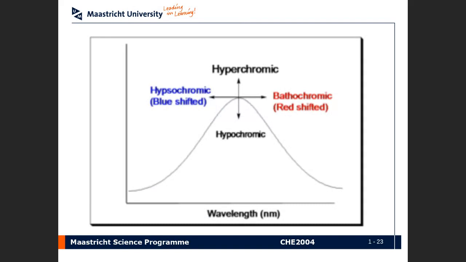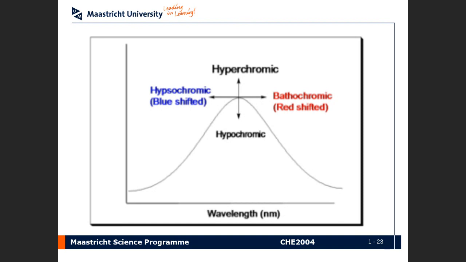So this is just a summary of what I've just said. Bathochromic is red shifted. Hypsochromic is blue shifted, right? Remember, blue shifted means lower wavelengths. Red shifted means longer wavelengths. The way I remember that is red is infrared, that's long waves. Blue is close to ultraviolet, that's short waves, right?